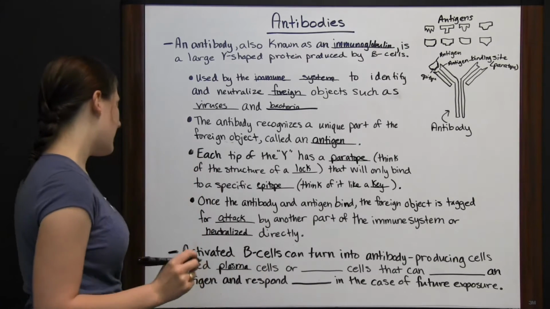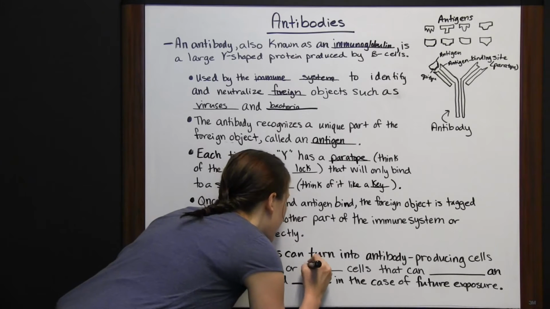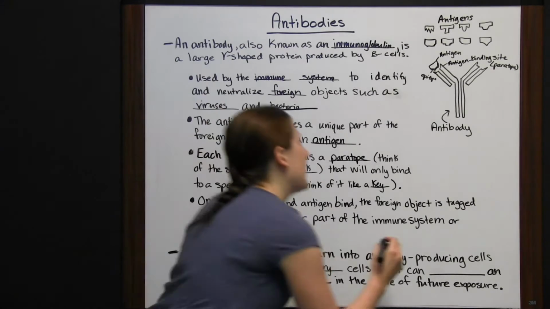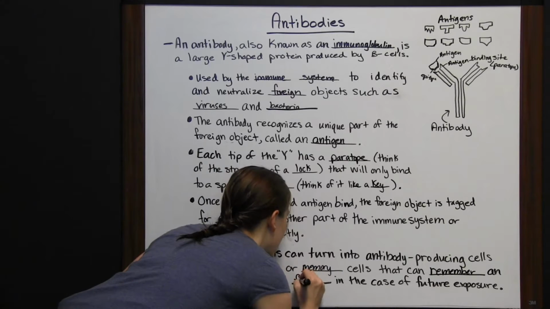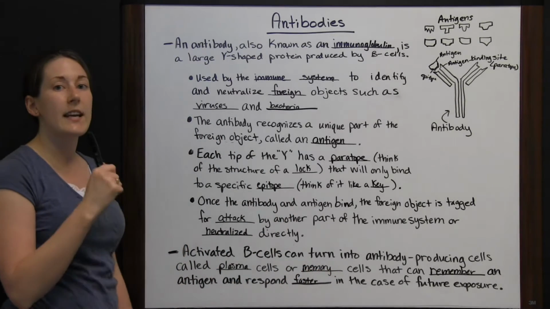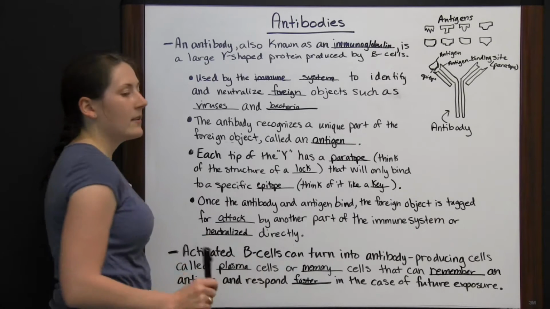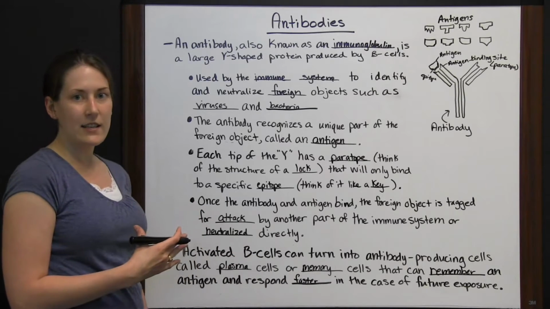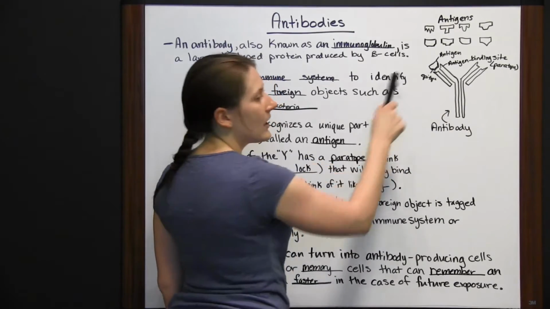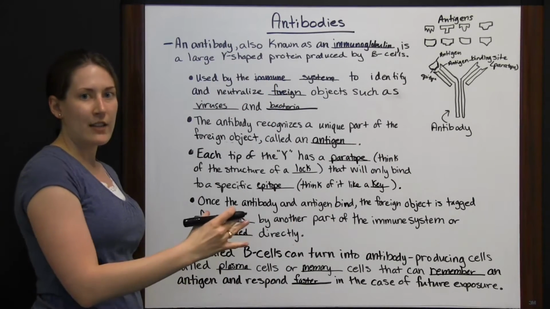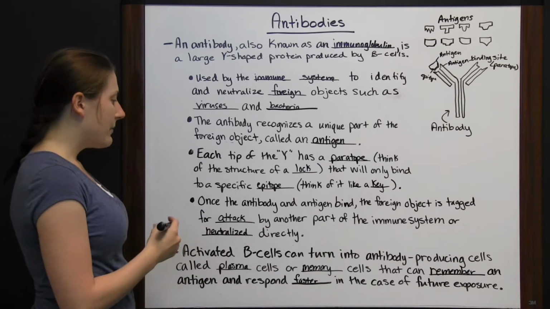So they can produce new antibodies, these plasma cells that the B cells turned into, or they can be turned into memory cells that can remember an antigen and respond faster in the case of future exposure. So these B cells can turn into plasma cells that produce more antibodies if needed, or they turn into memory cells. And the memory cells are going to remember the last antigen they had, and they're going to be able to respond faster. So once this antibody is attached to this antigen, it's going to remember it next time, and it's going to be able to respond faster. It won't have to try all these keys to figure out which one goes in the lock. It will already know which key goes in the lock, and it will be able to respond faster.